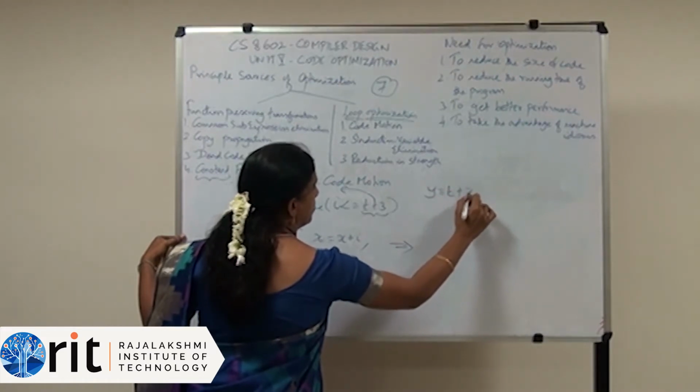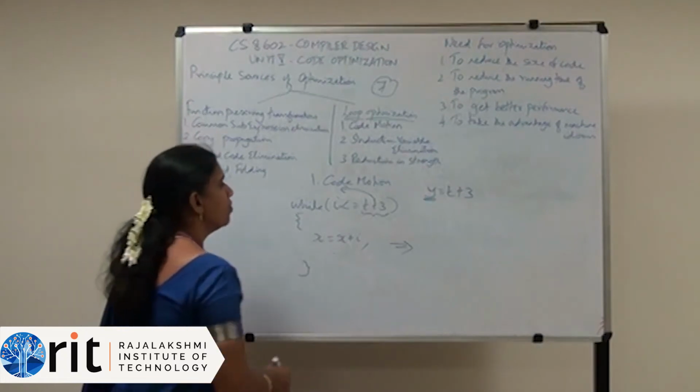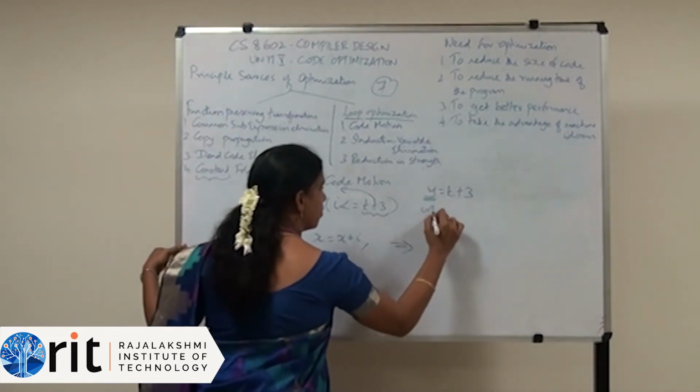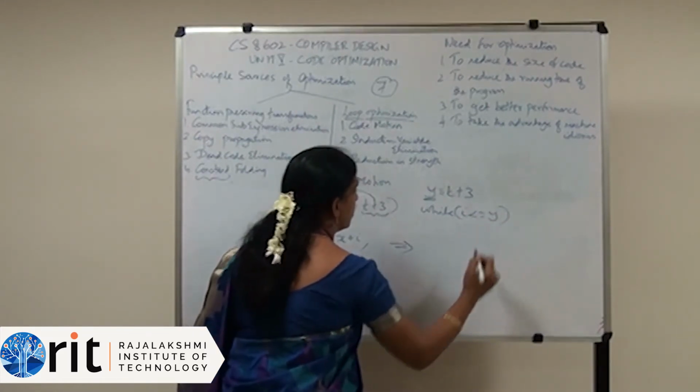y equal to t plus 3. I am going to just assume any variable. I am using y. y equal to t plus 3. So inside the for loop, what can I do? While loop: while i less than or equal to y.